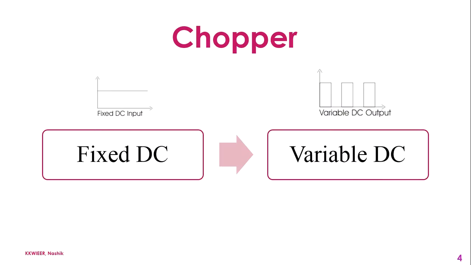So what is basically a chopper? The conversion of a fixed DC voltage to a variable DC output is the function of a chopper. So in this, by controlling and changing the voltage magnitude, the fixed DC is converted to the variable DC.